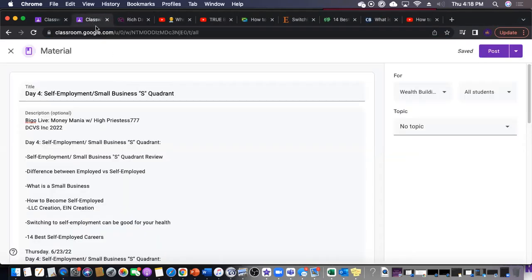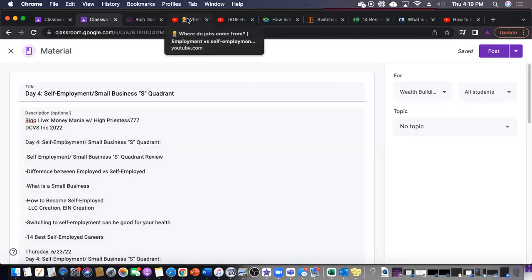The next thing we're going to go through is the difference between employed versus self-employed. This is going to be a quick video on the difference between being employed and self-employed, so we can dive a little bit deeper.